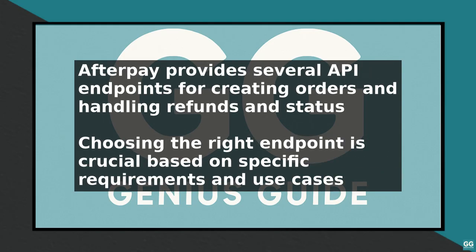Step 4: Handling API responses. After sending an API request, Afterpay will respond with a JSON object containing the result of the request. You need to parse the response and handle any errors that may occur. For example, if the customer's payment is declined, the response will contain an error message that you can use to notify the customer.